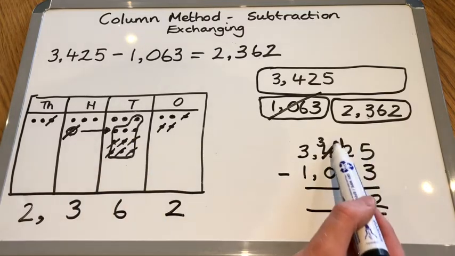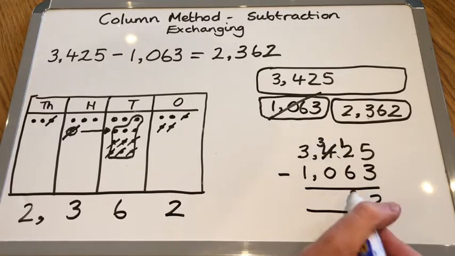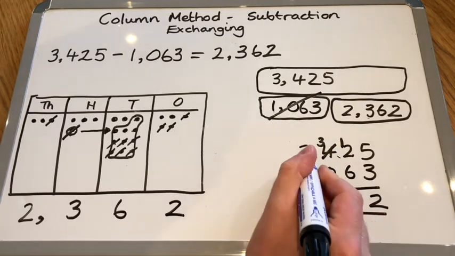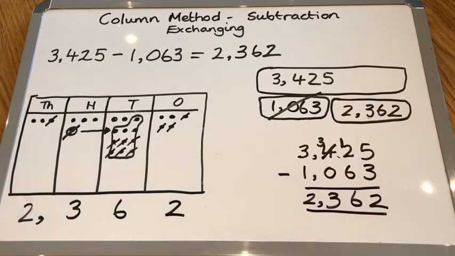So now we can see 12 groups, subtract 6 groups, of course that was 6. 3 minus 0, of course that's 3, and 3,000 minus 1,000, 2,000. There we are, all set out correctly in column method.